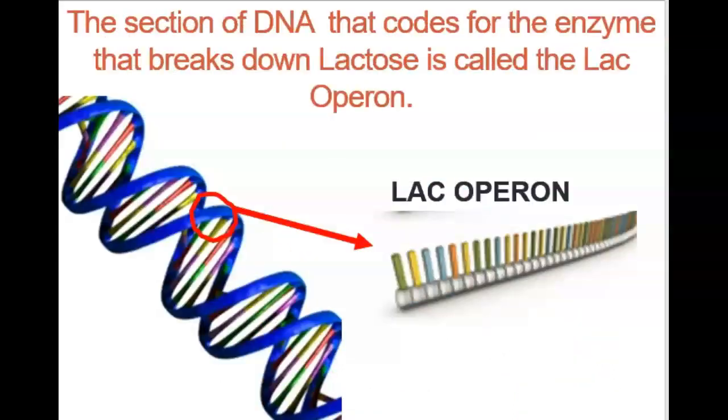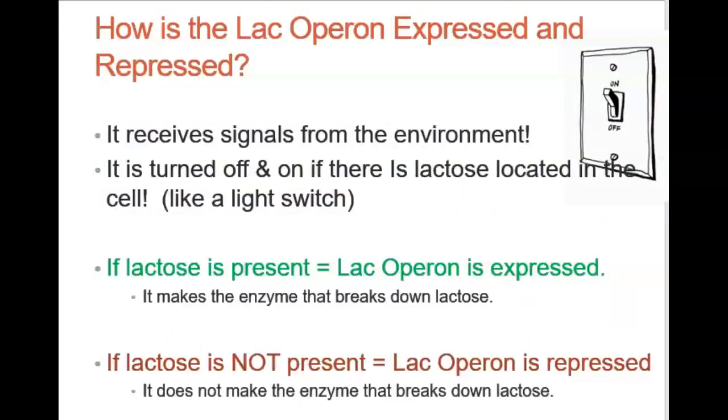All right, just a reminder again, the lac operon is a section of DNA. It has several genes, 3 of them, and a couple of different regions that are the transcription factors. So how is the lac operon expressed and repressed? Remember, it receives signals from the environment. It's like turning off and on a light switch. If lactose is present, then the operon is expressed. If lactose is not present, the operon is repressed.